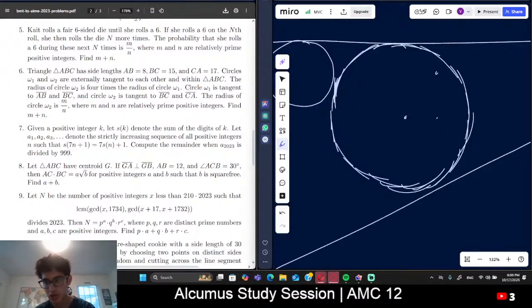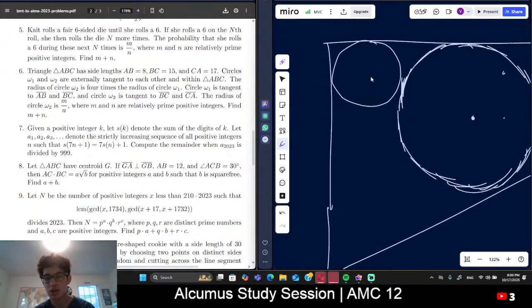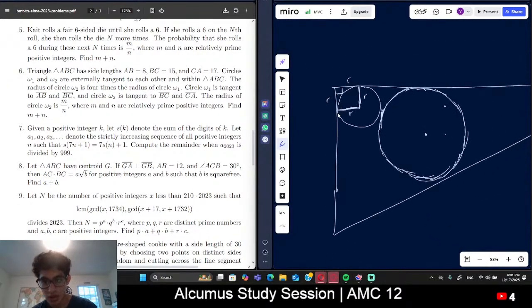So this is going to be the center of this circle. This is going to be the center of this circle. We know that this is going to have to be a square because this is a right angle right here. And the reason we know it's a square specifically is because this is the radius. And if that's a radius, so is this, and so is this, and so is this. We then know that this length over here is 8 minus r.